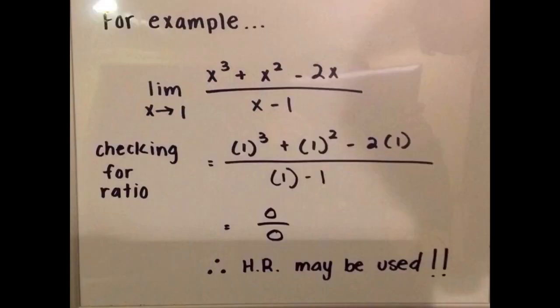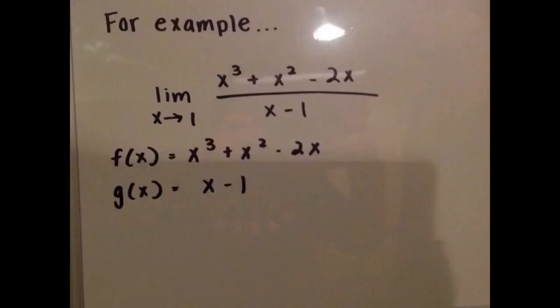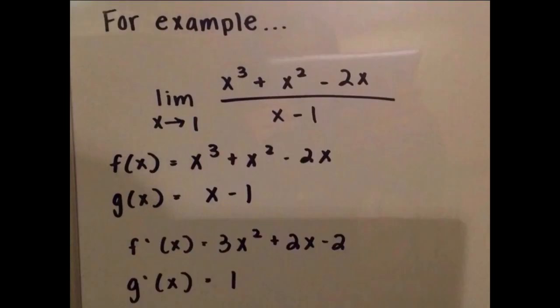Now the very first step in checking if you can even use L'Hopital's rule is checking for the ratio. To check the ratio of the function, all you have to do is plug in what x is set to go to into the original functions. If you happen to get 0 over 0 or infinity over infinity, then L'Hopital's rule may be used. So once you have checked that L'Hopital can be used for the function, you can then set the numerator to f of x and the denominator to g of x. You will then find the derivatives of the numerator and the denominators separately.